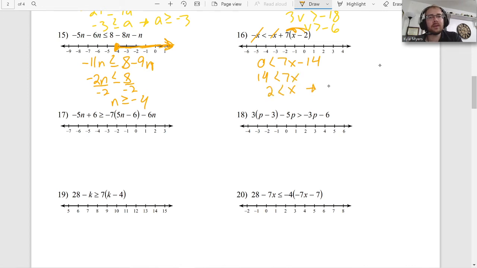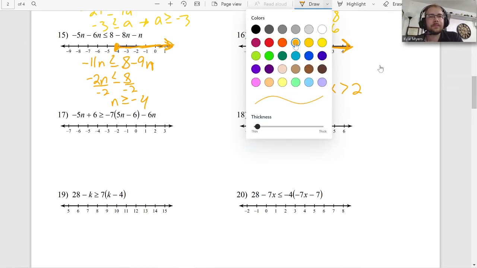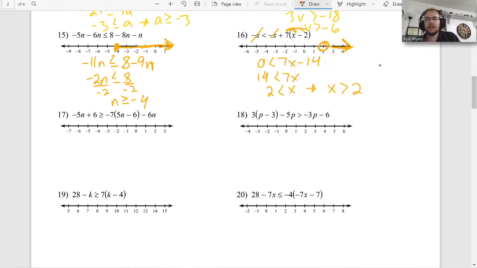And then I want to flip it around. So x is greater than 2. Greater than 2. So it looks like that. All right, next.